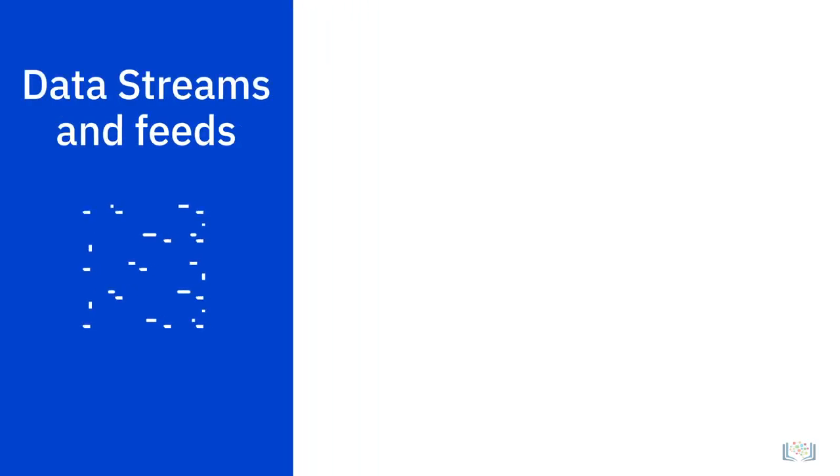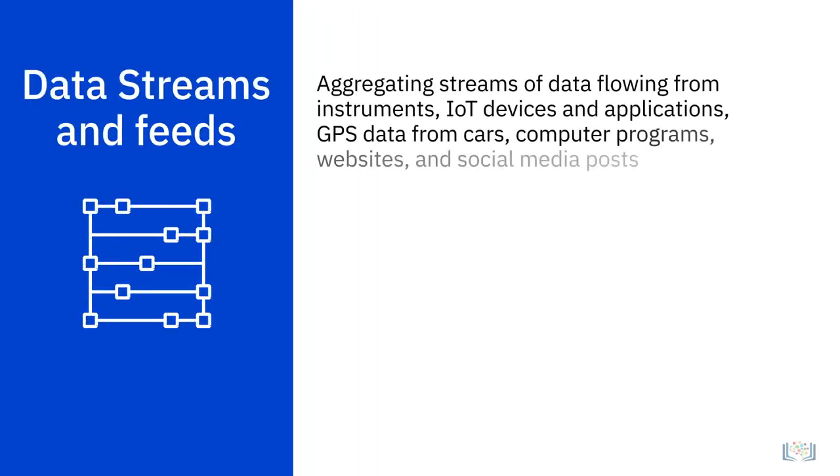Data streams are another widely used source for aggregating constant streams of data flowing from sources such as instruments, IoT devices and applications, GPS data from cars, computer programs, websites, and social media posts. This data is generally time-stamped and also geotagged for geographical identification.